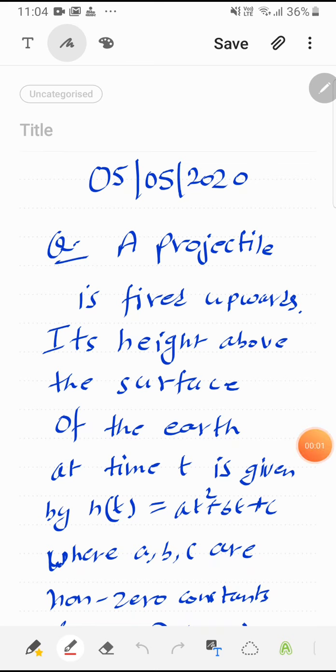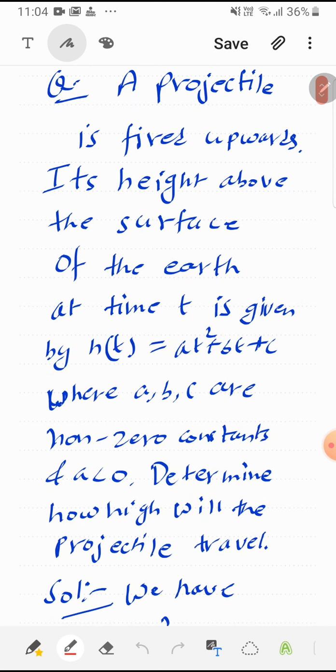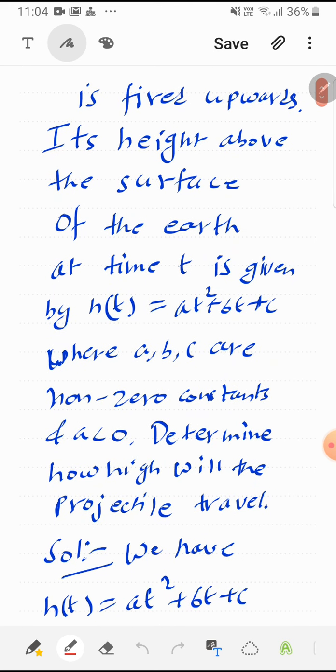Hello students, today we are going to discuss applied maxima and minima problems. So the first problem regarding this is: a projectile is fired upwards. Its height above the surface of the earth at time t is given by h(t) = at² + bt + c, where a, b, c are non-zero constants and a < 0. Determine how high will the projectile travel.